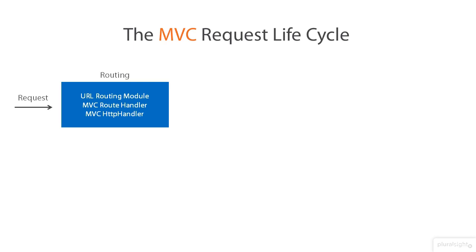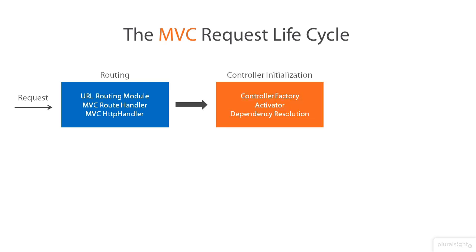The MVC handler begins the process of initializing and executing a controller. The MVC framework handles converting our route data into a concrete controller that can handle requests. This is accomplished through components like the controller factory and activators, which are responsible for creating an instance of the controller class. This is also the stage in which features like dependency injection are implemented.